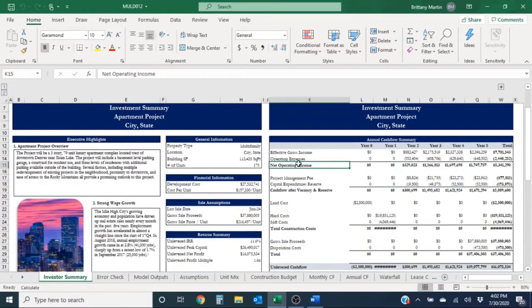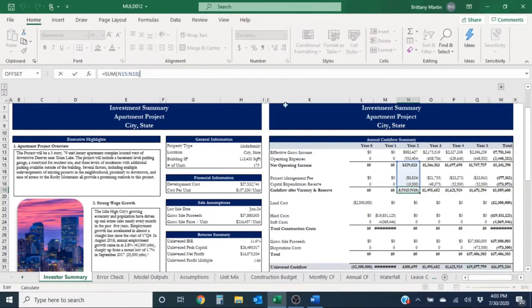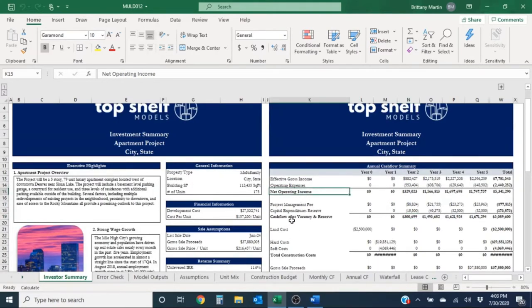So we have our effective gross income, ultimately our revenues, and our operating expenses, which gets us to our net operating income. And then if there are any project management fees or capital expenditures, that's taken into account, and that gets us to our cash flow after vacancy and reserves, which is what we're talking about today. So as you can see, NOI, and then we'll subtract out this project management fee and this capital expenditure here, and that gets us to our cash flow after vacancy and reserves. So NOI and cash flow after vacancy and reserves are not the same thing.